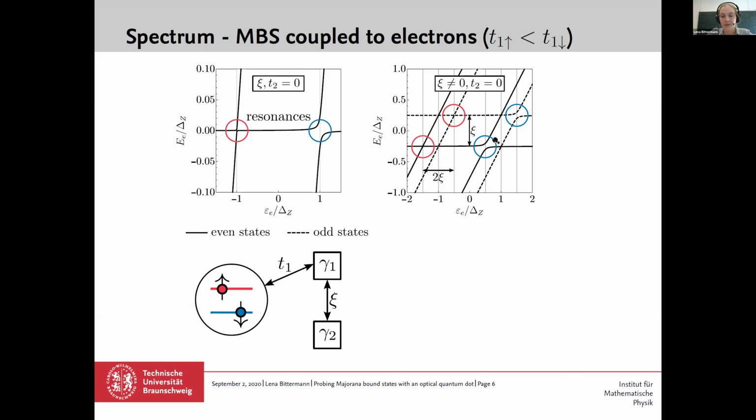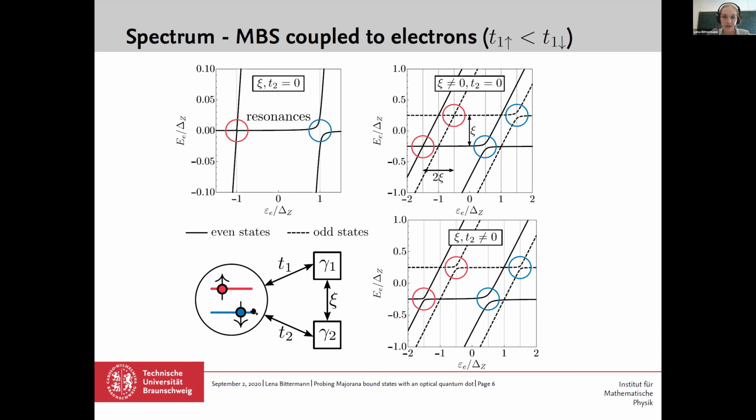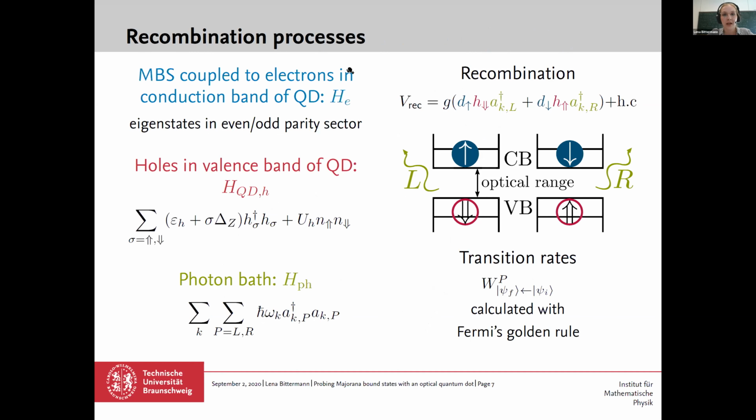Again, the avoided crossings for down spins are larger. And now we introduce a finite non-local coupling to the second Majorana. And what we can see now is that the avoided crossings get different, here for up spins and here for down spins, which, as I told you, is because now even and odd states couple differently. So let's move on with our setup. For the recombination, we have our electrons in the conduction band of our quantum dot, which are our eigenstates in the even and odd parity sector, which I presented to you.